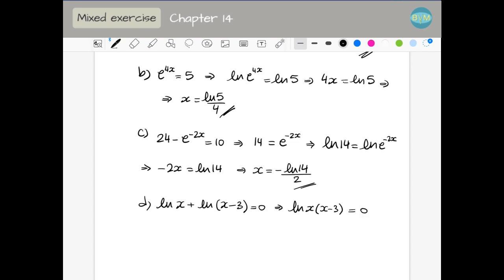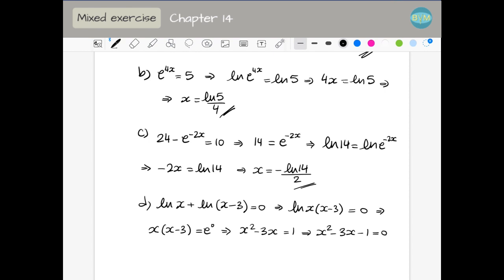So ln of x(x - 3) is going to be 0, which means x(x - 3) is going to be e to the power of 0. If ln of something is equal to 0, that means that this something is e to the power of 0. In this case, e to the power of 0 is 1. So I have a quadratic equation. I'm going to expand this bracket. So I have x squared minus 3x is going to be equal to 1. And reorganizing, x squared minus 3x minus 1 is 0.